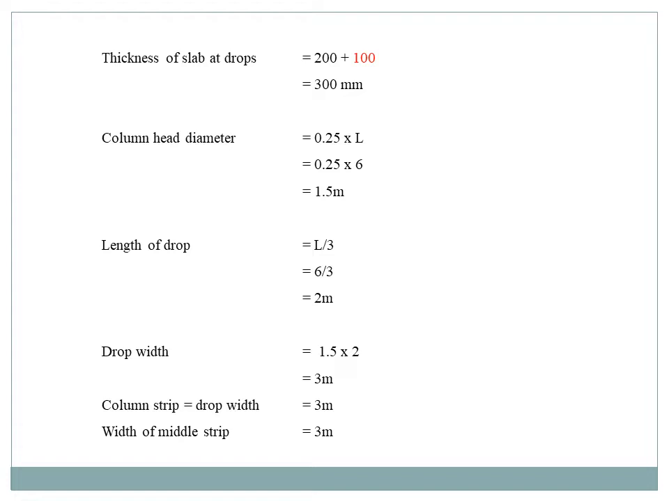Then column head diameter. We know the column head is below the drop panel. We use the constant formula 0.25 into L, where L means span length. So 0.25 into 6 is equal to 1.5 meter. Then length of drop is equal to L by 3, so 6 by 3 is equal to 2. Then drop width is equal to column head diameter into length of the drop, so 1.5 into 2 meter is equal to 3 meter. You can easily assume this drop width is equal to the column strip. Basically, because all the sides are equal, the width of the middle strip is also equal to the drop width.